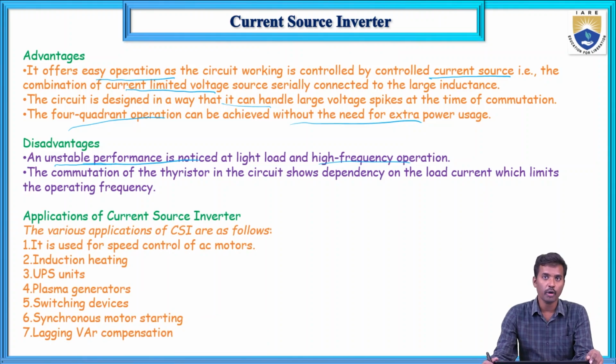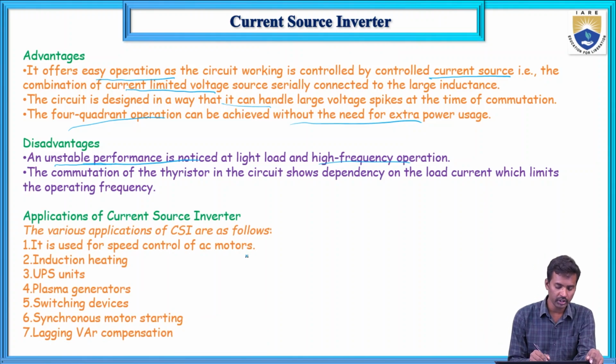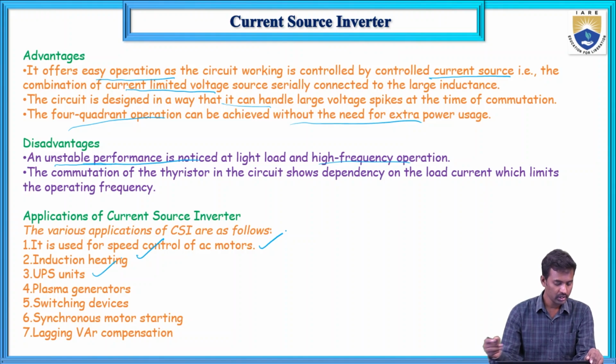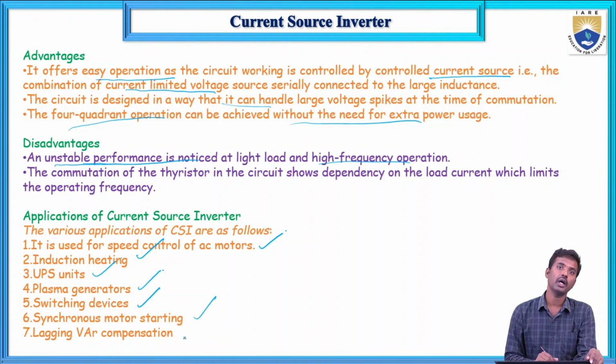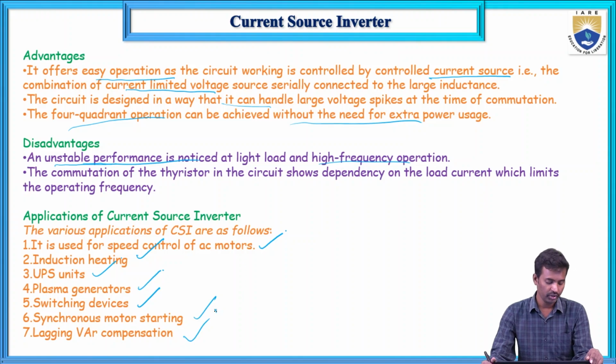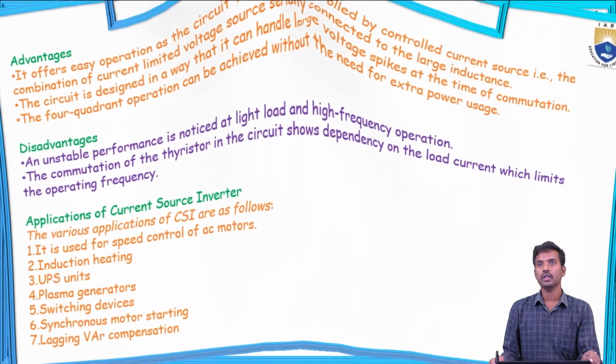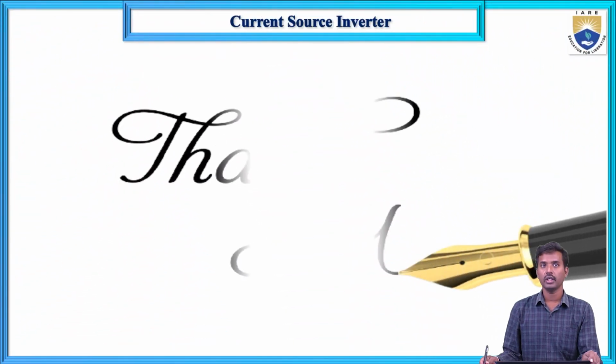And next, these are the applications. First application is speed control of motors and induction heating, uninterrupted power supply units, that is UPS, plasma generator and switching devices, synchronous motor starting, and lagging VAR compensation, voltage ampere reactive compensation.